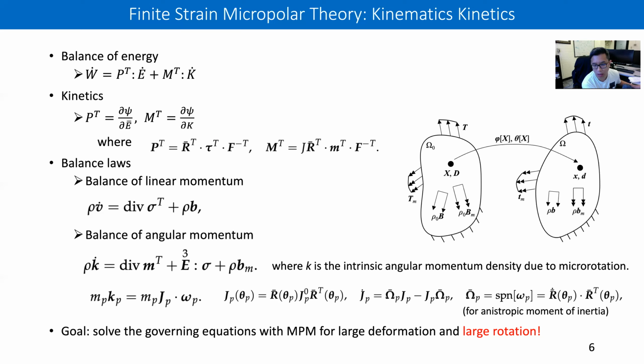So long story short, R dot is not Rn plus 1 minus Rn divided by delta t. With these important recognitions, we can solve the MPM problem in large deformation and also finite rotations without losing objectivity.